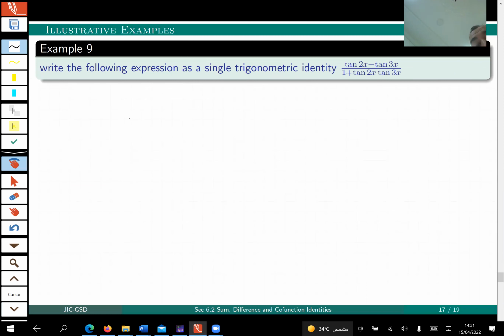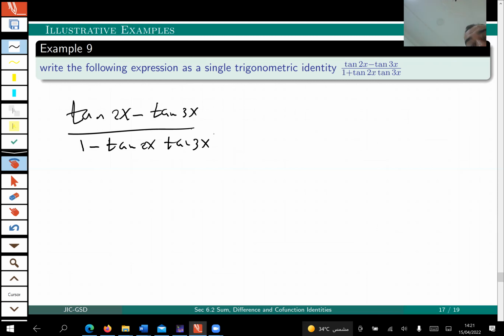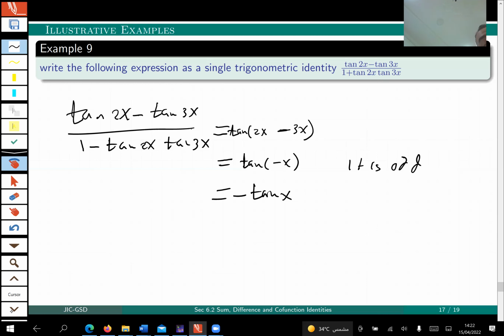Now, tan 2x minus tan 3x over 1 plus tan 2x times tan 3x. The rule for tan says if this is minus, that will also be minus, and it will be tan of the first angle, 2x, minus 3x, which equals tan of negative x. But we know tan is odd. It means that will be negative tan x.